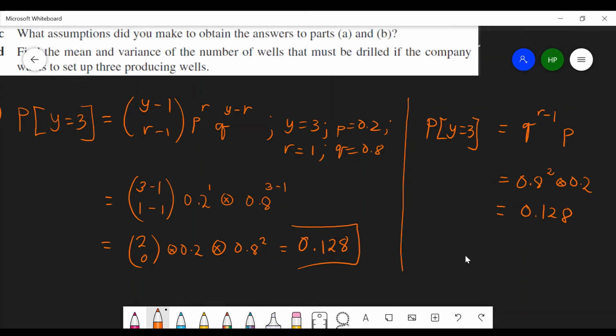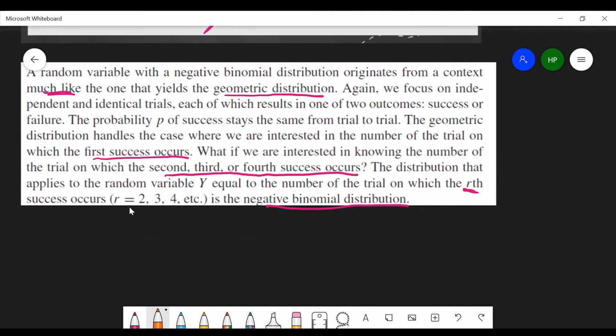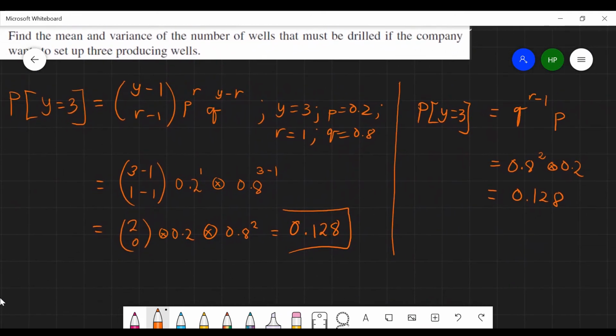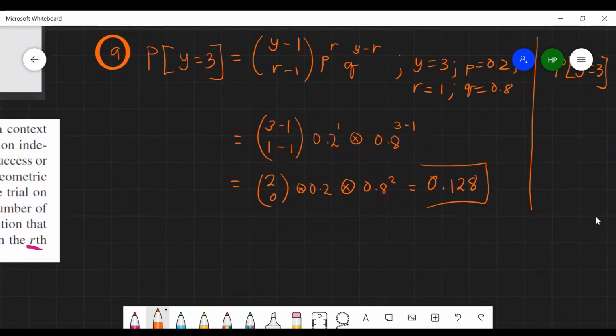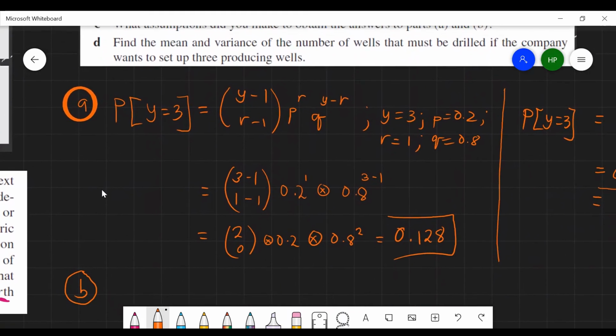Pero di ba ang sabi nga natin sa definition natin, ito, what if we are interested with R equals 2, 3, 4, and so on? Okay, so, pareho sila dyan. Okay? So, letter B tayo. What is the probability that the third strike comes on the seventh well drilled?